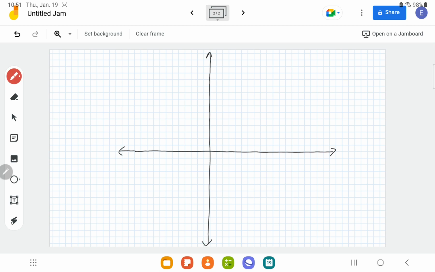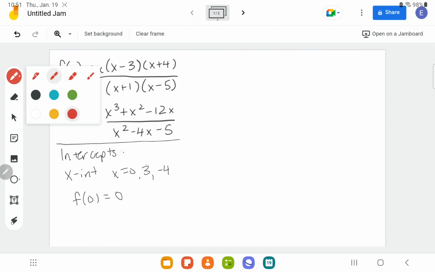Oh, I thought I could zoom in there, but apparently not. So I'm going to put a dot at 0, a dot at 3, and a dot at -4. And of course, the y-intercept is also one of our x-intercepts, so we don't have to plot that. Okay, then the next thing we're going to look at is vertical asymptotes.